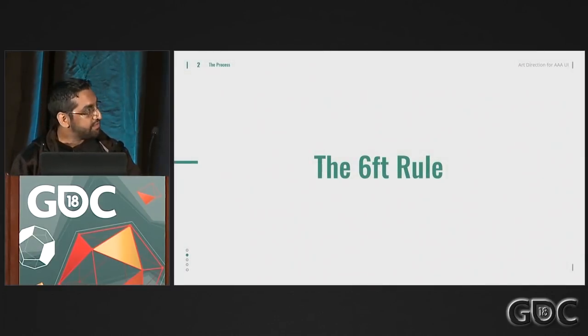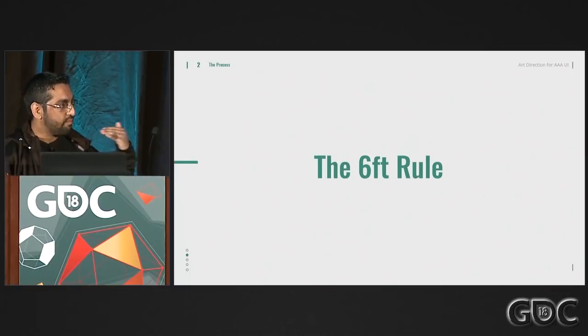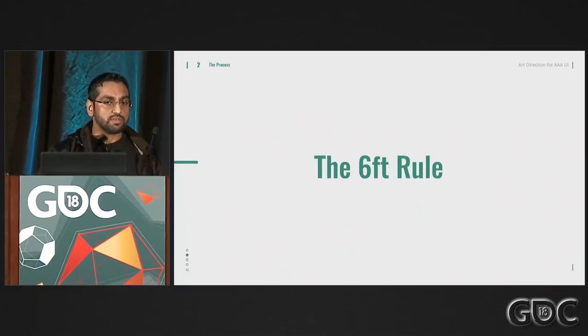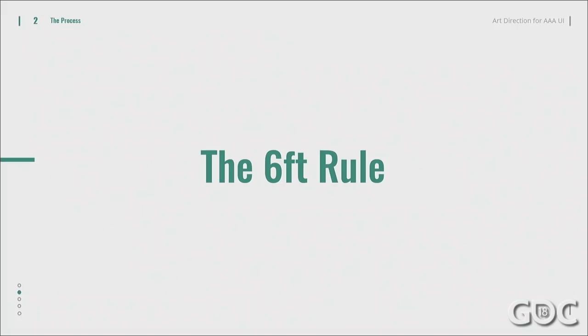There's also the 6-foot rule. Does anyone know what that is, or what it could be? Any guesses? No? Okay, so basically, on average, when a console player plays their games on their big screen TV, they're going to be 6 feet away and the font needs to be legible from that distance. Obviously, that's down to font size as well, but you still need to choose a font that's clear and concise.